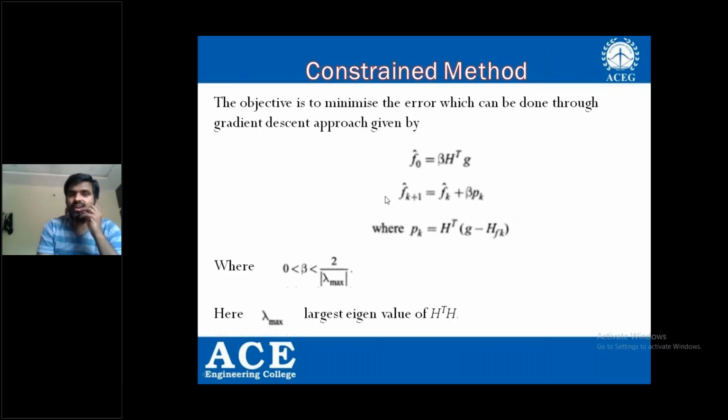As I said, it is an iterative process. We take f cap of k plus 1 by using f cap k, plus the change pk. Pk is nothing but the change here, and pk is equal to h transpose into g minus h f k. This is the complete algorithm we use, and if you develop this algorithm, we can find the estimate using the nonlinear process.